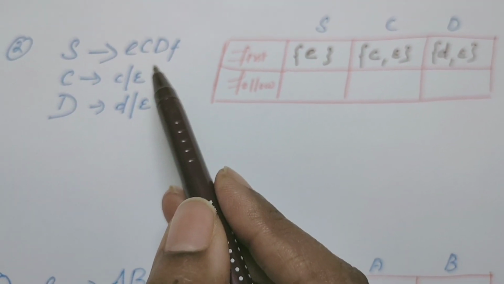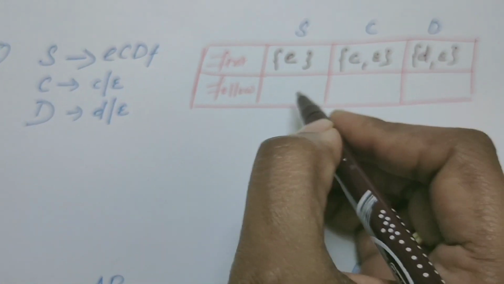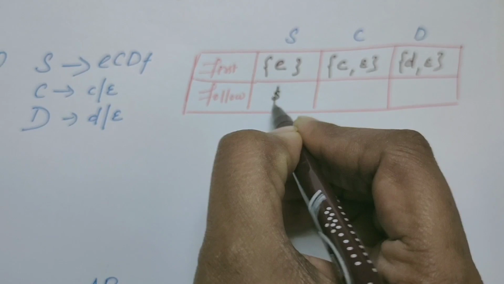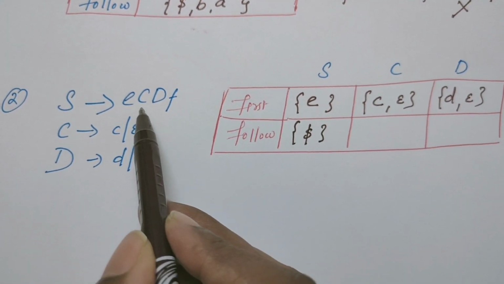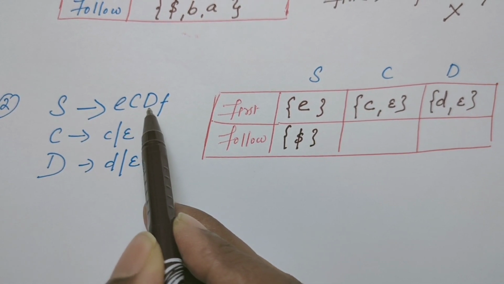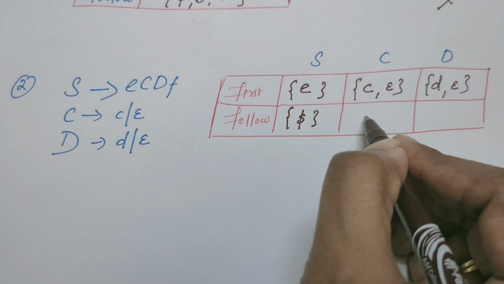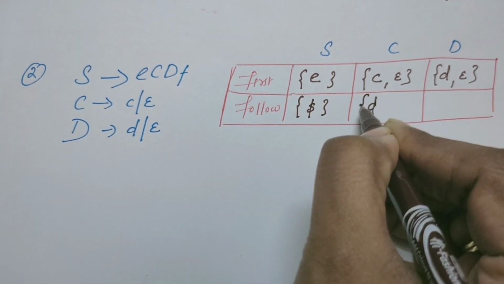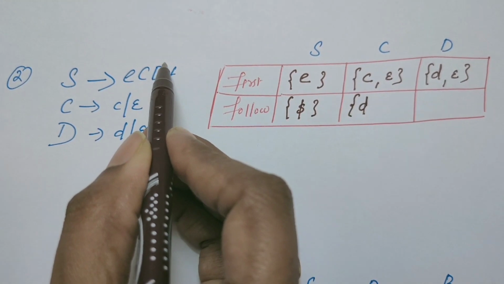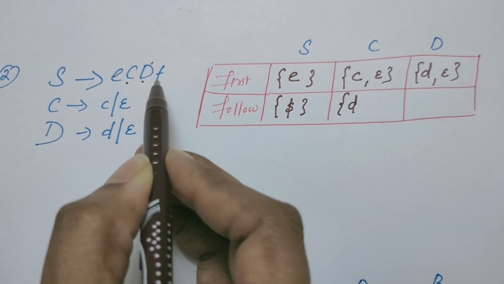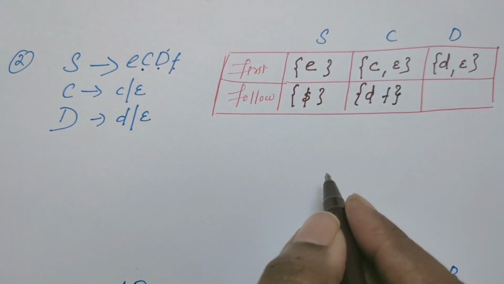To check the second condition, you have to compute the follow set. What is follow of S? Follow of S is by default $. What is follow of C? Follow of C is first of D. What is first of D? It is D as well as epsilon. But you can have only D in the follow set, isn't it? In place of epsilon, what you are supposed to do? Replace this D by epsilon. So follow of C is F. So we found follow of C.